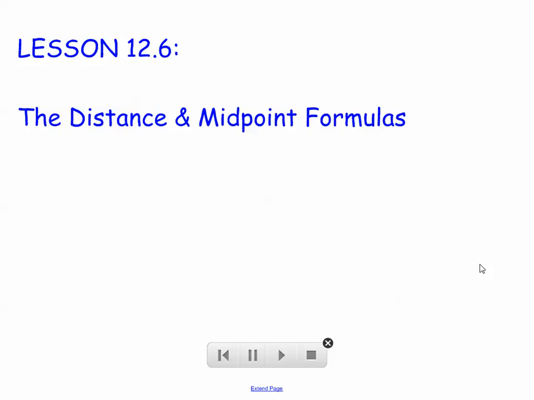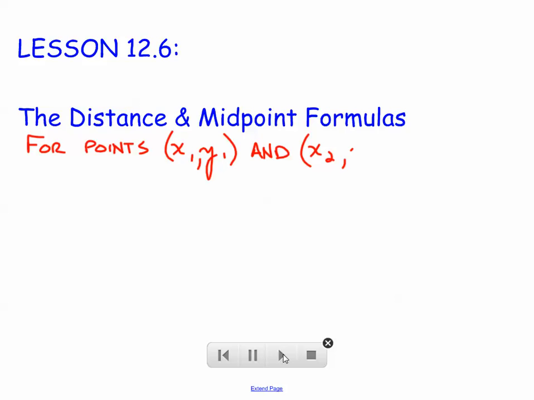Okay, kind of a simple lesson here for you today. I think that you're due for one. Distance and midpoint formulas. So, on a coordinate plane, if we have a couple points, let's call them x1, y1 and x2, y2, we can find the distance between these 2 points from this formula.